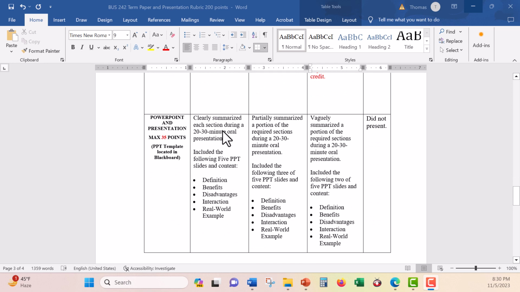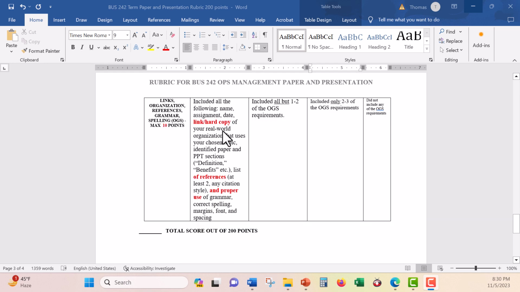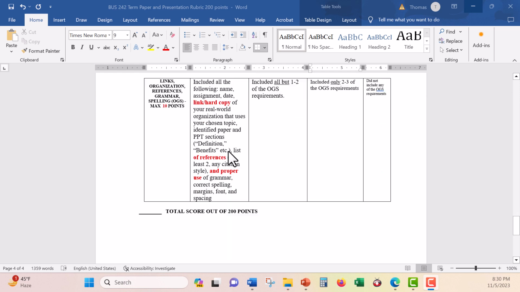Right, I'm going to skip this for a second because I'm going to come back to it. So each of those, I'm giving you the full credit column, and of course, you need to follow all the other things related to the format, the grammar, the spelling, the citation. Link a hard copy of a real-world organization that uses the chosen topic. So whatever organization you choose, make sure I have a link to it.